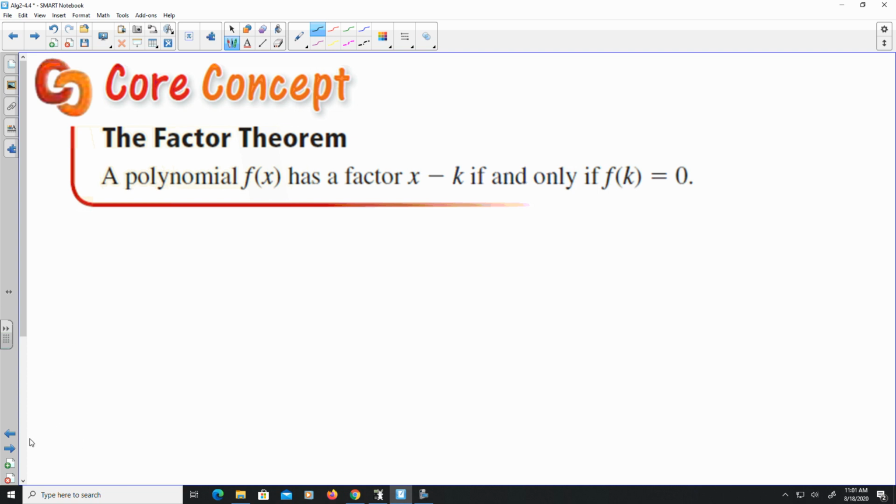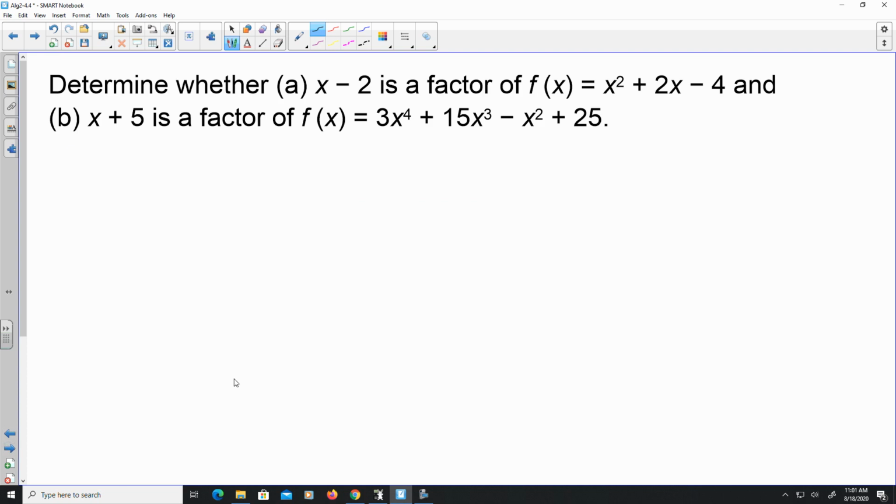So here it says, using the factor theorem, determine whether x minus 2 is a factor of f of x equals x squared plus 2x minus 4. And the next one is whether x plus 5 is a factor of 3x to the fourth plus 15x to the third minus x to the second plus 25.